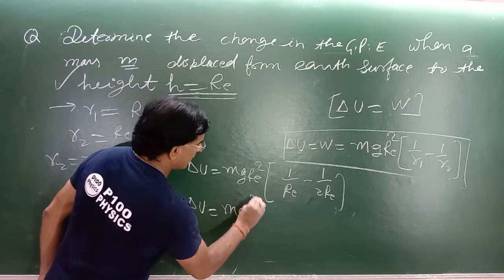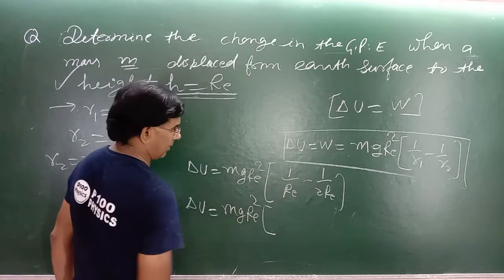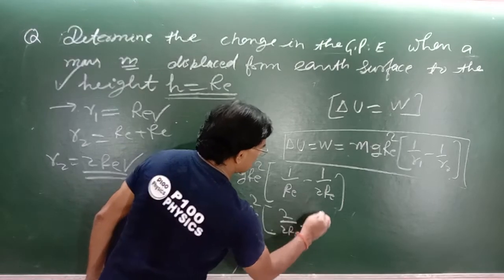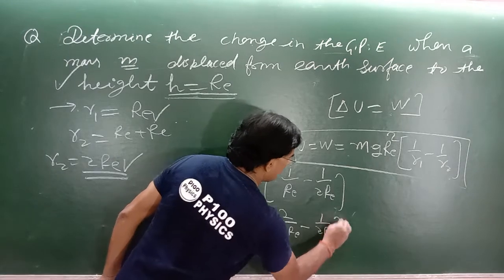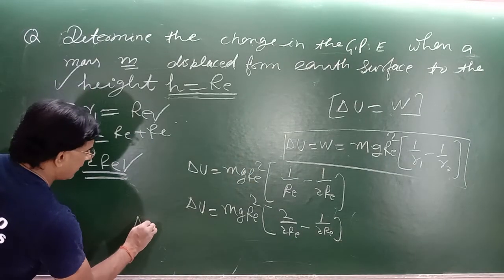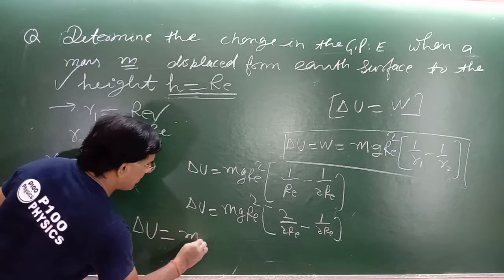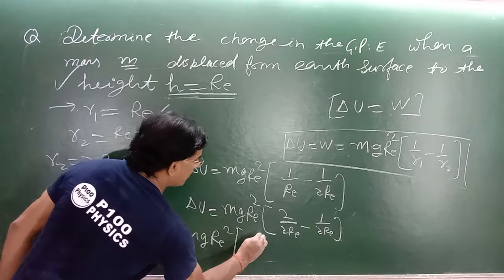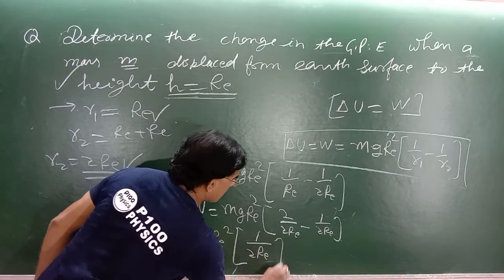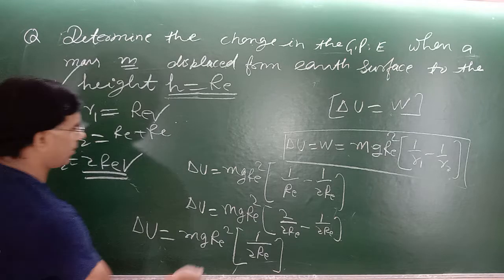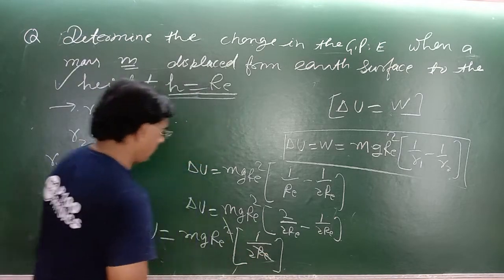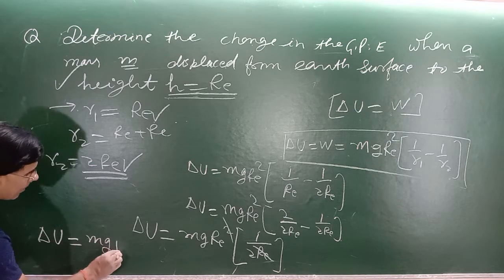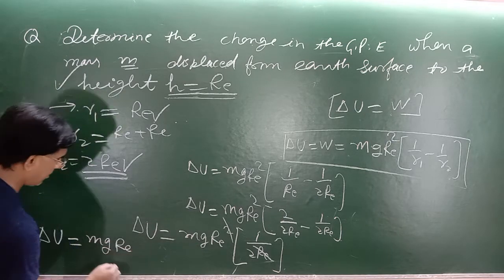mg Re square, multiplied in numerator and denominator by 2. This is 2 upon 2Re minus 1 upon 2Re. What is here? Delta U will be how much? mg Re square, 2 minus 1, that is 1 upon 2Re, this power becomes cancelled. Delta U will be mg Re by 2.